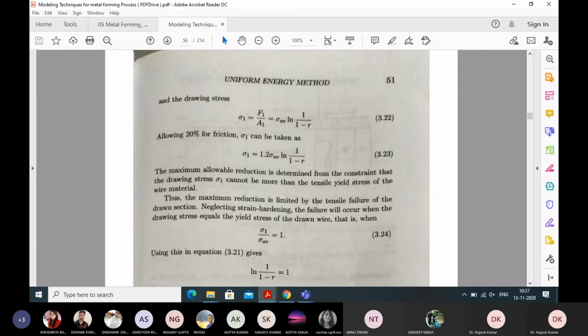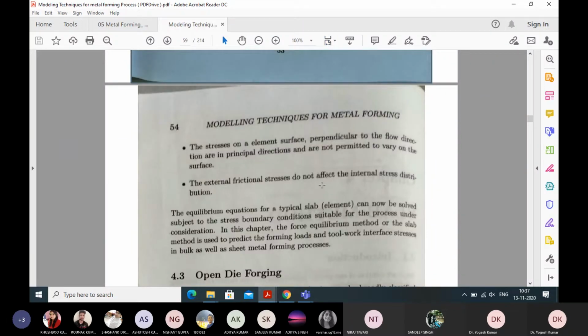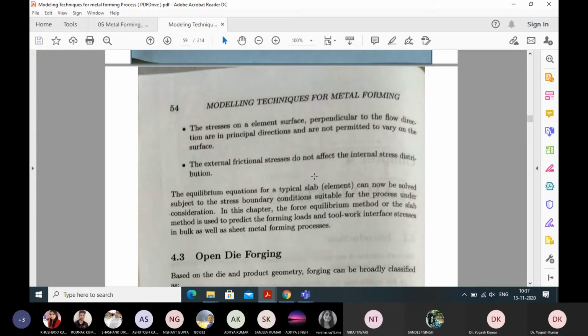So in this slab method, you can do modeling for all your metal forming processes. So that way you can understand that these techniques which have been mentioned in your syllabus, that is slab method, upper bound, lower bound, or FEM, all these techniques can be applied to all your metal forming processes.